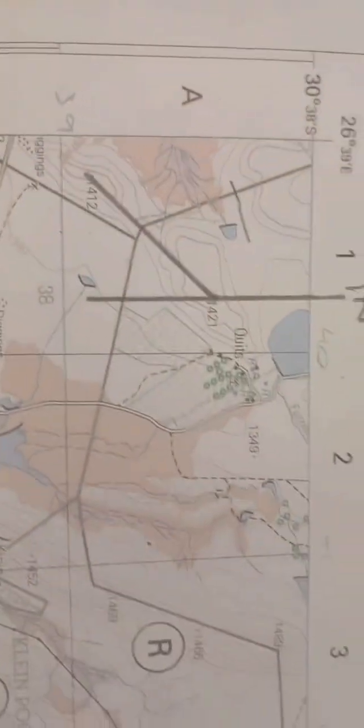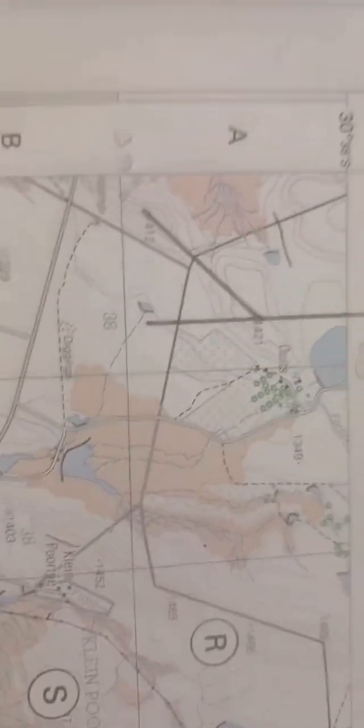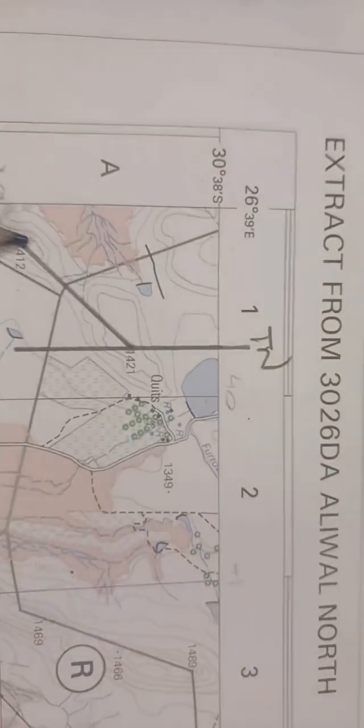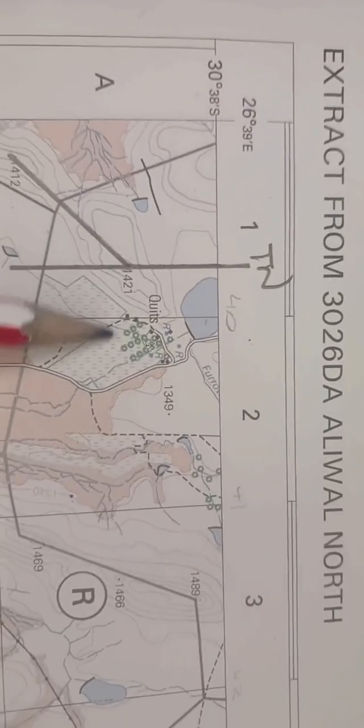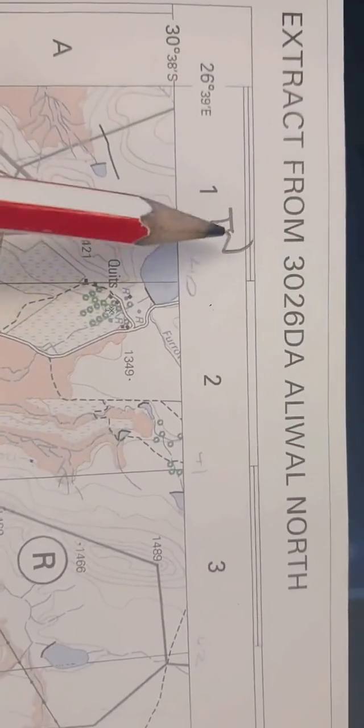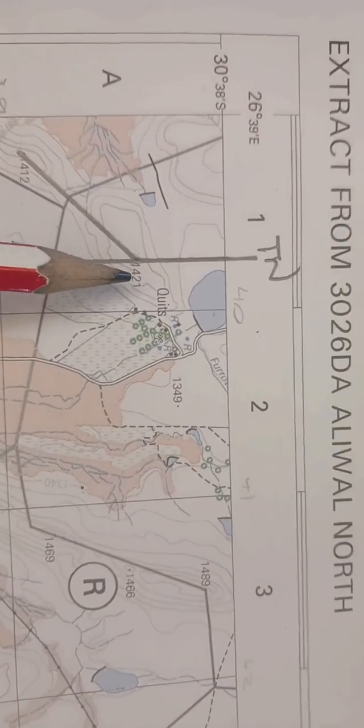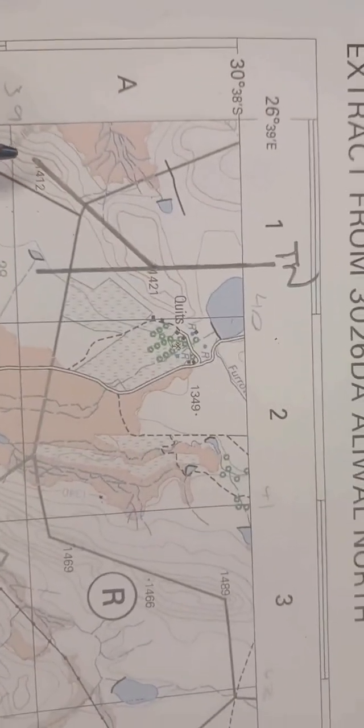Okay, I have joined the 2 points. Can you check? I've joined the 2 points. That is your 1412 and 1421. 1421, that's where I'm measuring from. I have identified my true north. I have joined these 2 points, 1421 and 1412.